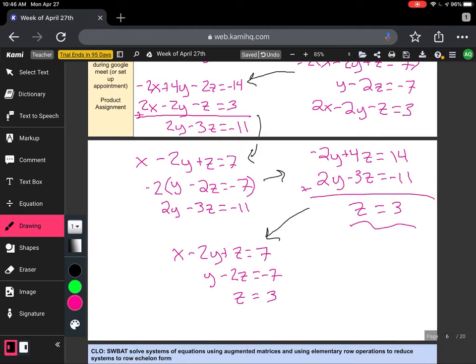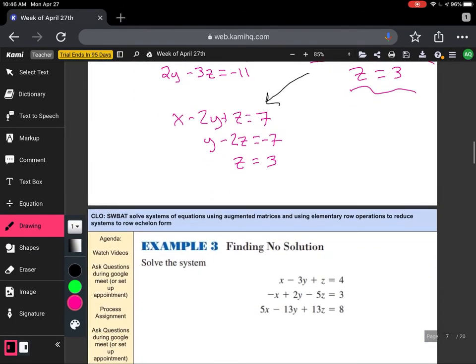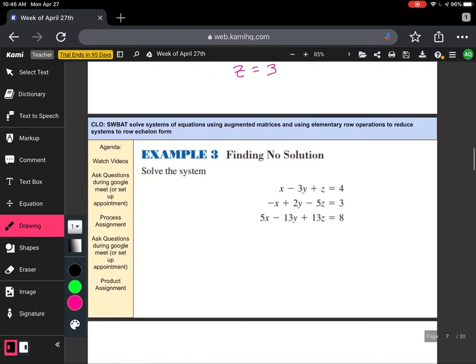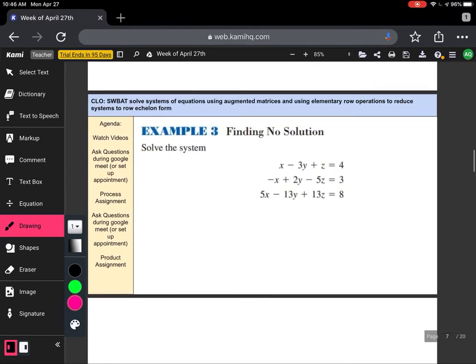Okay, so that's what Gaussian elimination is. Personally, I find it much easier to do in a matrix, but if you like doing it this way, that's fine. Okay, we'll go over one more example for this video of solving a system, and we're going to see that we will come out to a place where we have no solution.